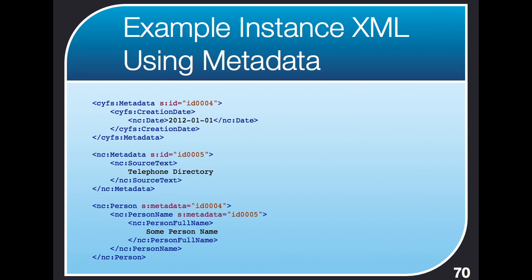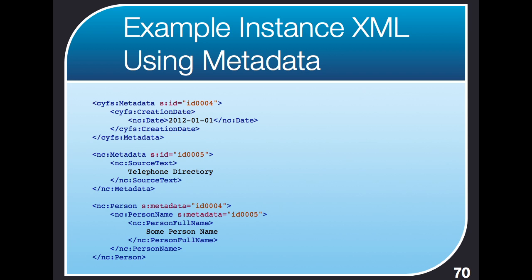So here's what the metadata looks like in the instance document. The first object we see there is a CIFS metadata object, and we give it an ID, ID 0004, just an internal ID for this particular document on this slide. And inside of it is one of the pieces from the CIFS metadata object, the creation date, and inside of there is the actual date, and we did 2012-0101, and the end of the metadata block. Then we created a second metadata object, this time the NIEM core's metadata object, gave it a different ID. Each of the IDs has to be unique within this document. And inside of there, we're using the source text element, and inside of there, telephone directory.